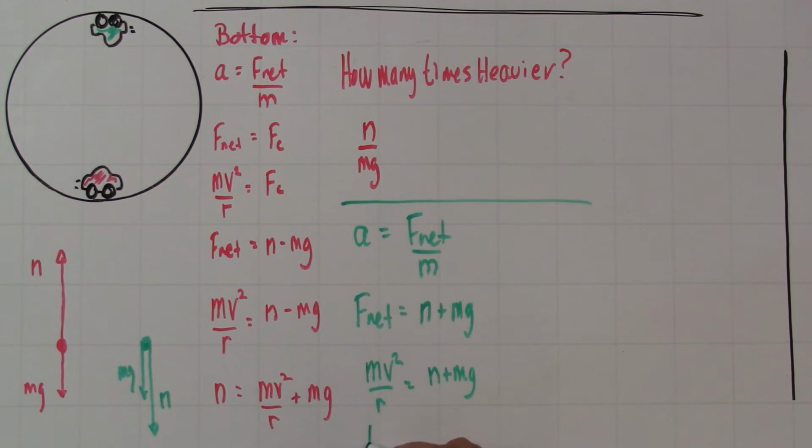If I want to solve for N this time, N would be equal to mv squared over r minus mg. And so if we knew the speed and the radius of our circle, we could then figure this out. And if N was greater than mg, we would know he felt heavier, and if N was less than mg, we would know that he felt lighter.